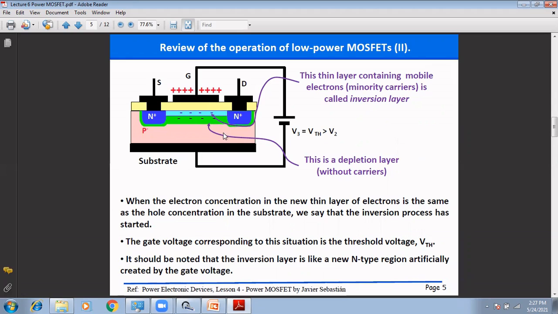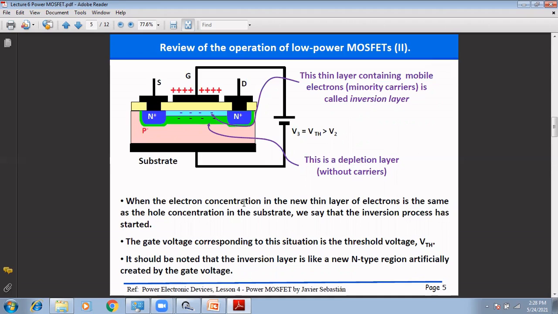We have seen in the previous PPT how the negative charge ions are created. This creation of negative charge ions in the P semiconductor is called inversion, the thin layer containing the mobile electrons, so that they can travel. It's called an inversion layer.